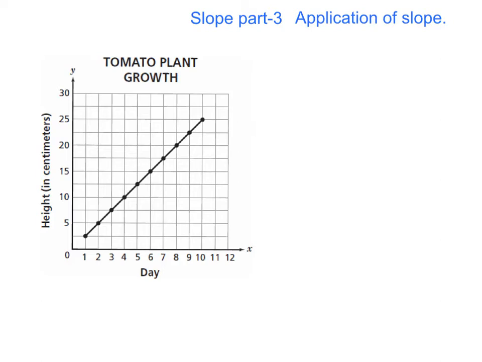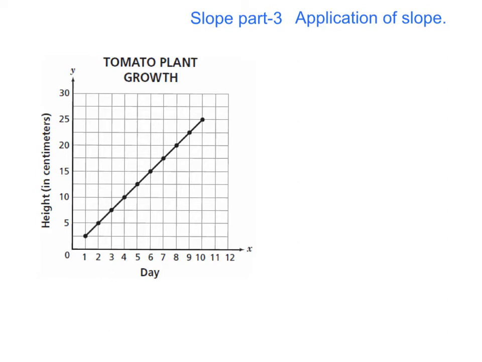So here we have a graph. Notice that this graph is charting tomato plant growth. The y-axis represents the height of the plant in centimeters, and the x-axis represents time in days. So here we have a linear equation. We don't have the equation, but we can figure out the slope from the graph.